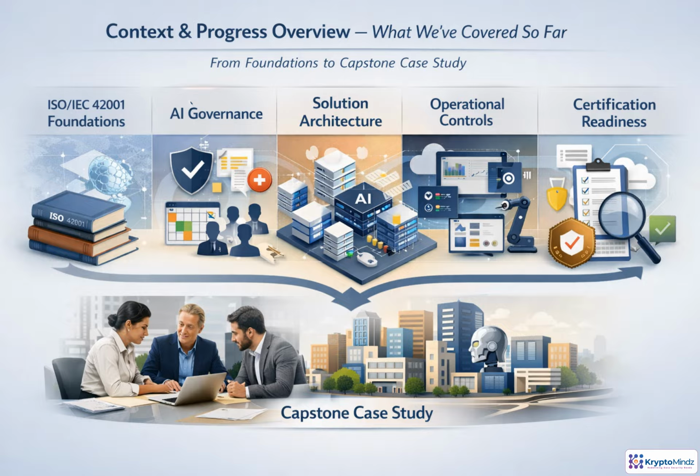Before we build the capstone artifacts, let's connect the full journey. We've covered ISO IEC 42001 foundations, governance and risk practices, architecture patterns, operational controls, and certification readiness. Now we apply those pieces to the case study by turning requirements into control mappings, ownership, and evidence.